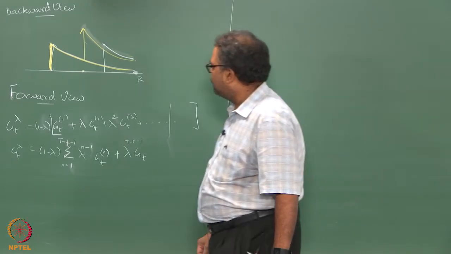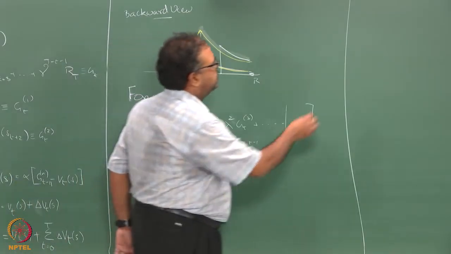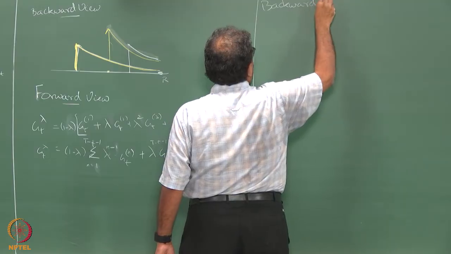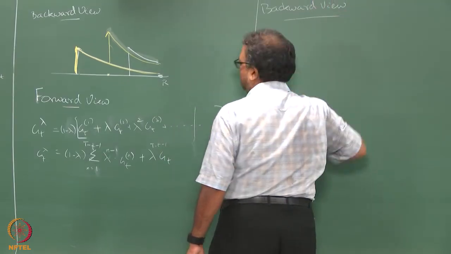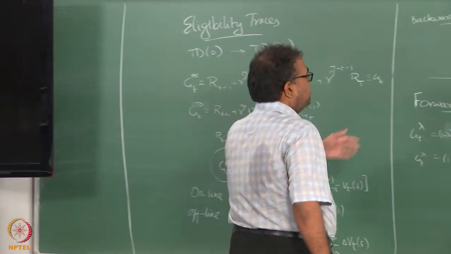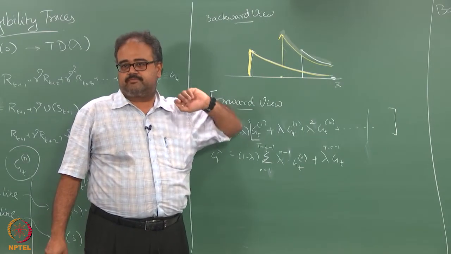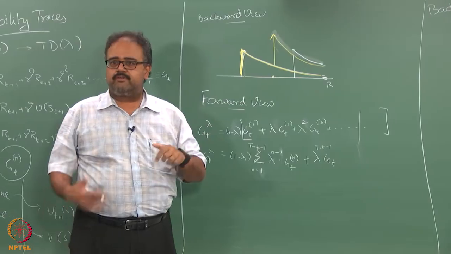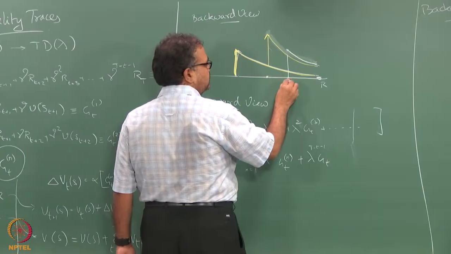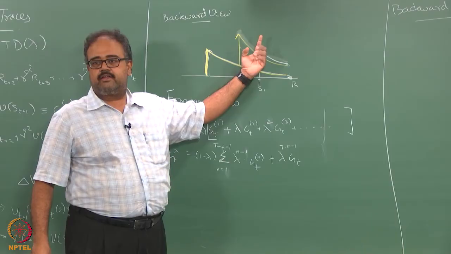So what does the backward view do? Let me do it here. So the backward view uses something like this, right? I said these were all stimuli, but we are not talking about stimuli now. We are just going to talk about states. So whenever a state occurs, let us say some S1 has occurred here, I increase the eligibility of S1.